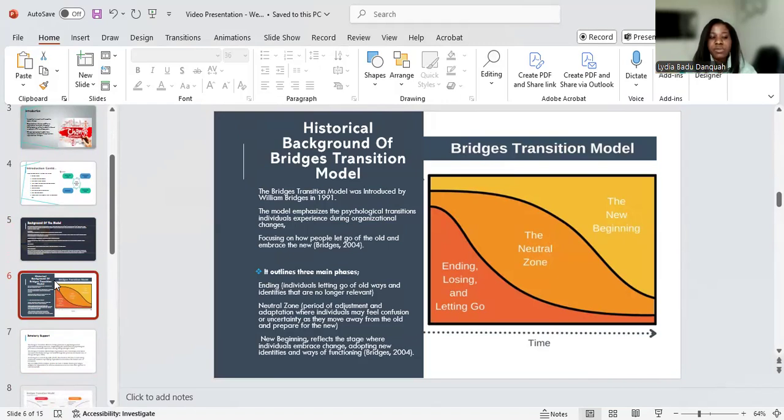Bridges differentiated between change and transition. He said that change is actually situational, like implementing a new policy, while transition is the internal emotional process people experience in adapting to the change itself. So he emphasized psychological transitions, individual experiences during organizational change, and focusing on how people let go of the old and embrace the new. It outlines three main phases, which are the ending phase, the neutral zone, and the new beginnings.